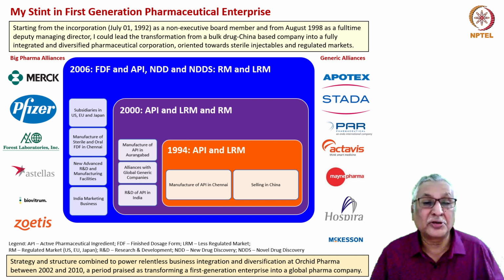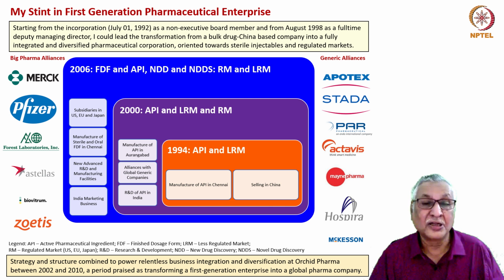If you look at this whole scene, you can realize that strategy and structure combine to power relentless business integration and diversification at Orchid Pharma between 2002 and 2010, a period that is praised unanimously as transforming a first generation enterprise into a global pharma company. Indian pharmaceutical industry has been the pharmaceutical capital of the world by virtue of supply of the generic products. But what Orchid demonstrated is far more than that and far greater than that.